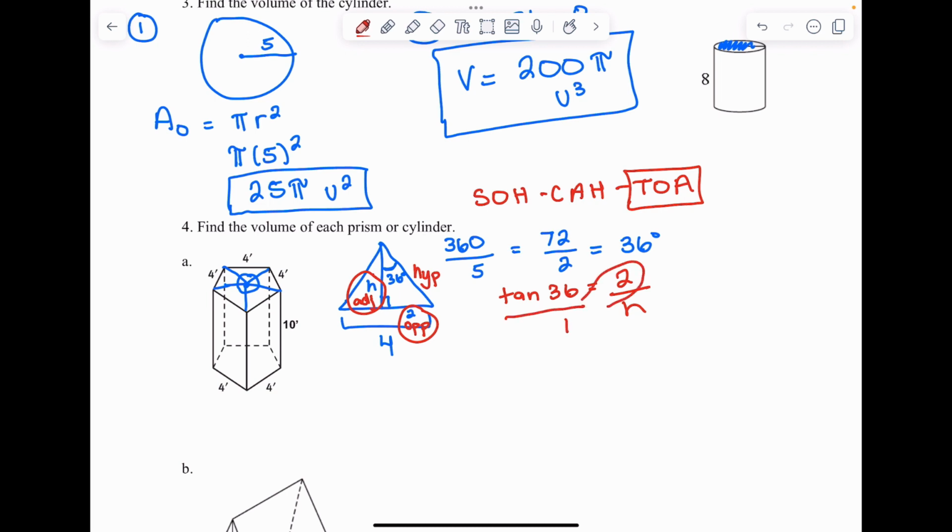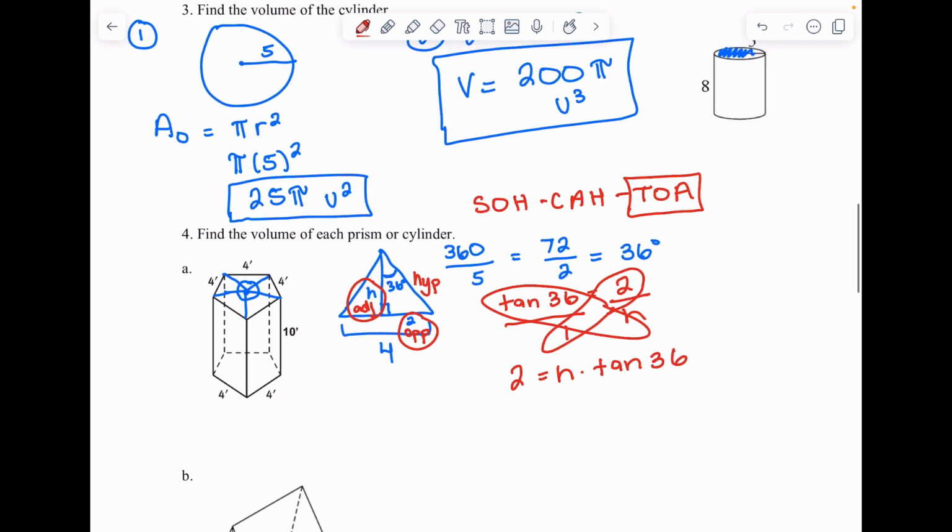And then I cross multiply. Since h is being multiplied to the tangent of 36, I need to divide by the tangent of 36 to get h by itself. And I get that the height of my triangle is 2.75.